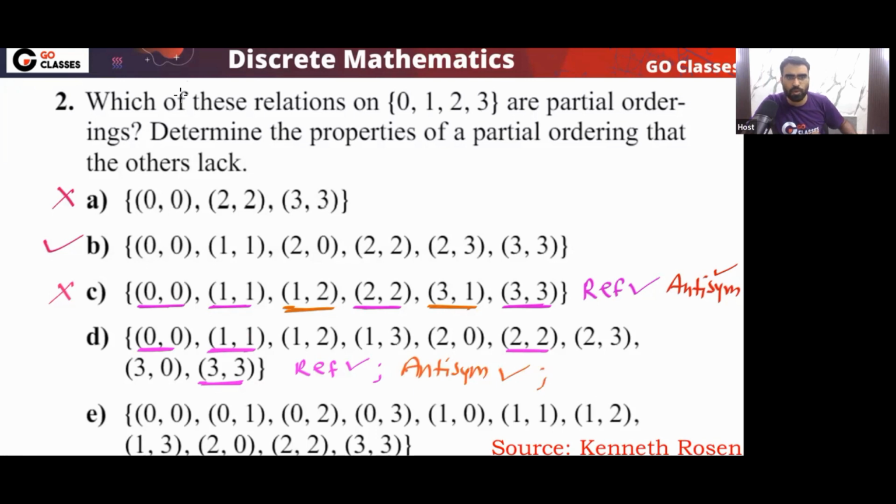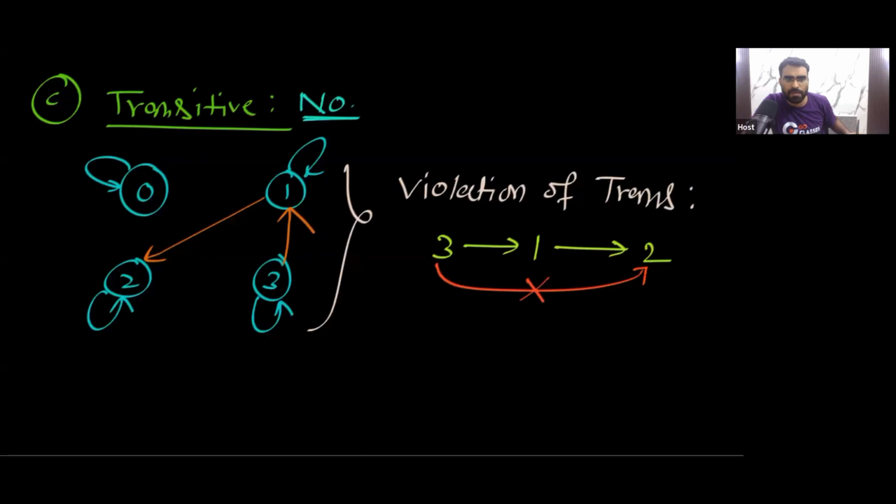And what about the transitive property? Is this relation transitive or not? Students are saying this is not transitive. What is the counter example? This is not transitive, and you can easily check that with the help of a graph. So for option D, again you check for the transitive property.